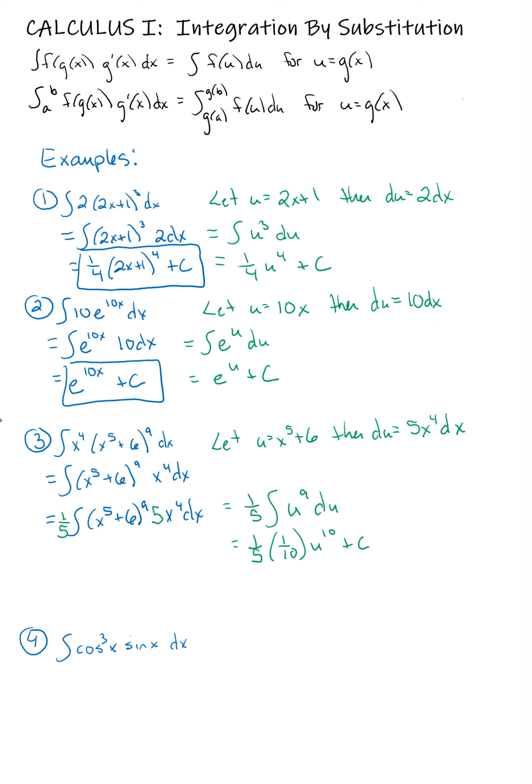Now if we do that with our x's, we've got it with our u's there on the right hand side. With our x's, we have 1/5, and then it's going to be 1/10 u to the 10th, but u is x to the 5th plus 6, all raised to the 10th, and then plus c. And there we go.